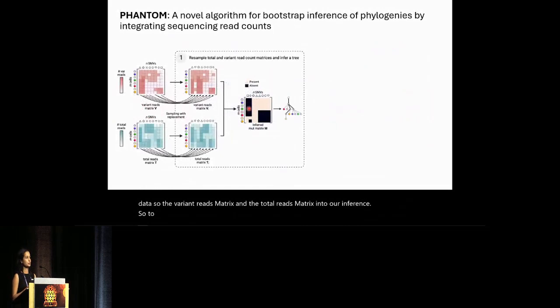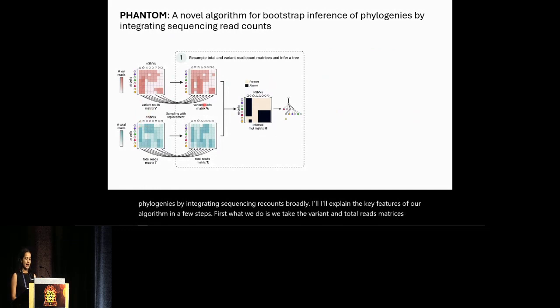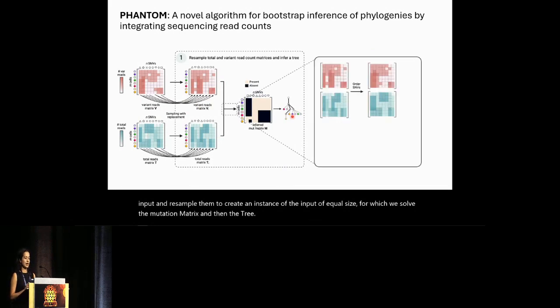To do this, we introduce a novel algorithm, Phantom, for the bootstrap inference of phylogenies by integrating sequencing read counts. Broadly, I'll explain the key features of our algorithm in a few steps. First, we take the variant and total reads matrices as input and resample them to create an instance of the input of equal size, for which we solve the mutation matrix and then the tree. The way we do this is by first reordering these resampled input matrices and then carrying out multiple hypothesis testing in order to infer the corrected genotype matrix.